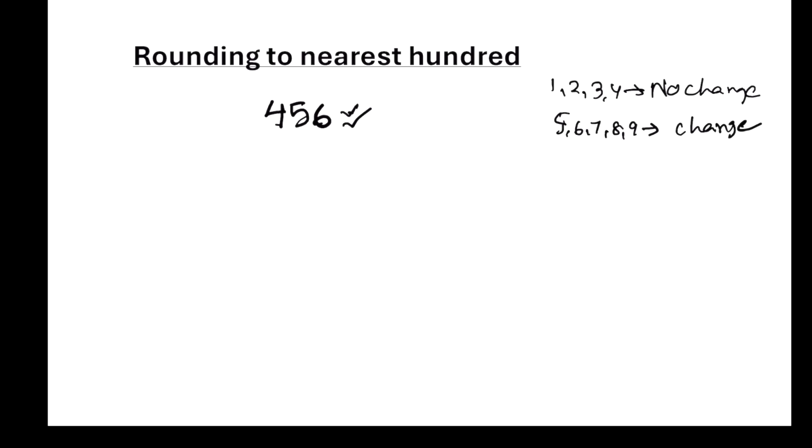First, let's find out where they're asking us to change or not change. The ones place digit is 6, the tens place digit is 5, the hundreds place digit is 4. So I put a small line here. We always look at the previous number. So here the tens place digit is 5. So there will be a change. And where will the change take place? The change will take place in the hundreds place. So 456 becomes 500.